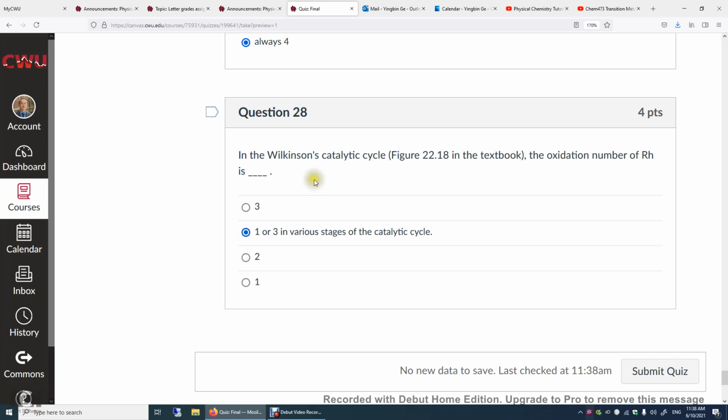All right, so over here we choose 1 or 3 after you carefully calculate the oxidation number of rhodium. It can be 1, it can be 3. So redox reactions are involved in this catalytic cycle.